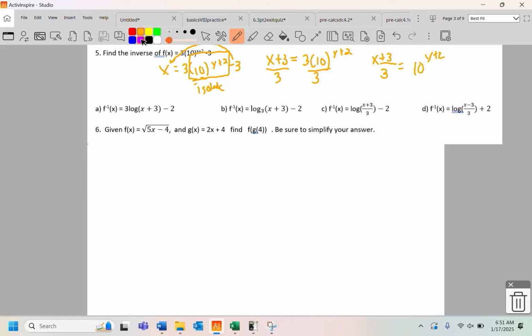And then we're going to go through and we're going to identify our parts. This is my base because bases have exponents, which means this has to be an argument. So I'm going to become a log base 10. My argument is x plus 3 over 3, and I must equal y plus 2. So notice my argument is x plus 3 over 3. See that? That'd be choice C.